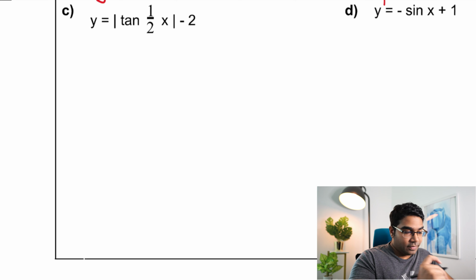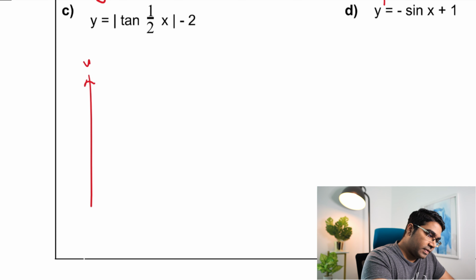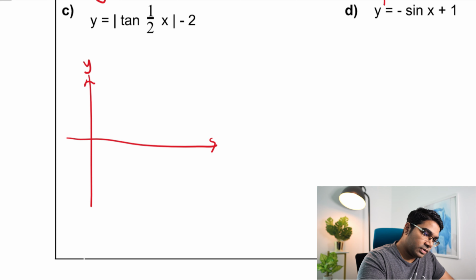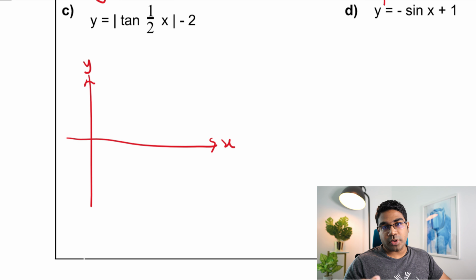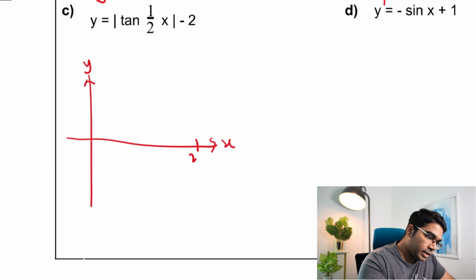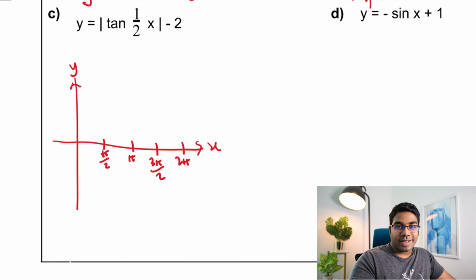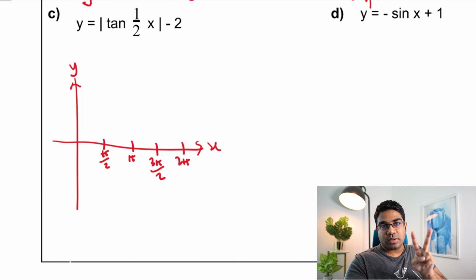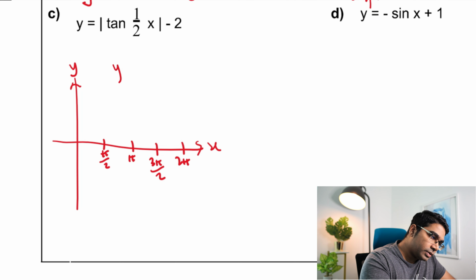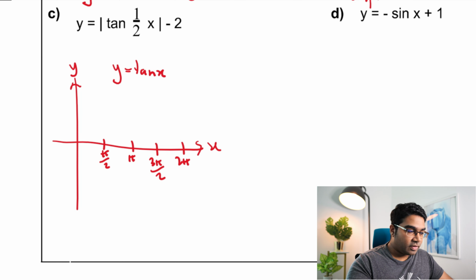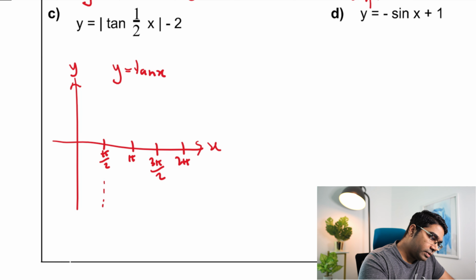So for the tangent graph, let's draw our standard graph for 0 to 360. This time I'm going to use radians. So we have 2 pi, pi over 2, and 3 pi over 2. Alright, so for the tangent graph, you have two asymptotes. We are going to draw y equals tangent x. Asymptotes will be at 90 and 270. So that is pi over 2 and 3 pi over 2.